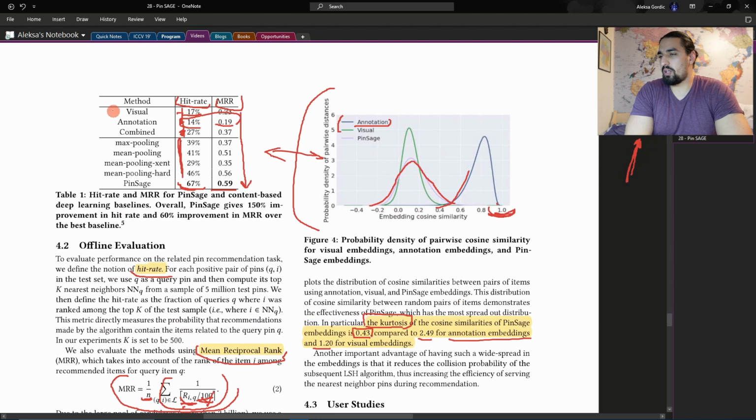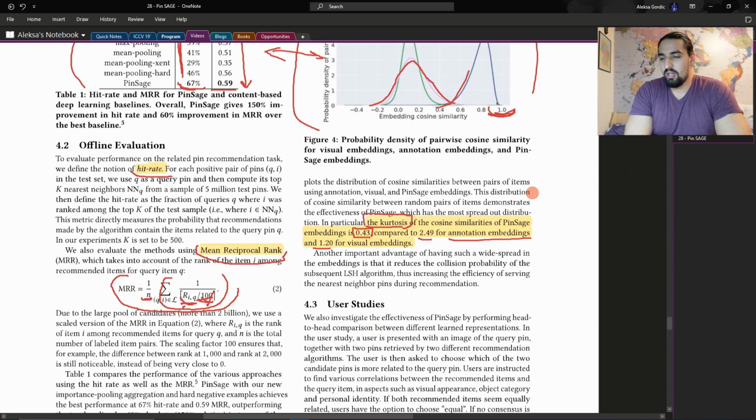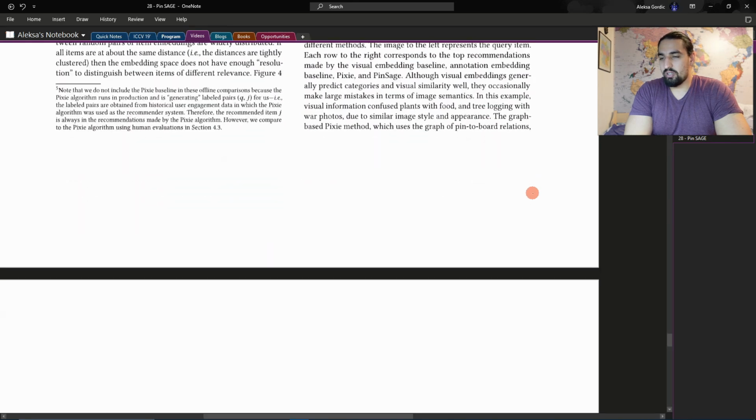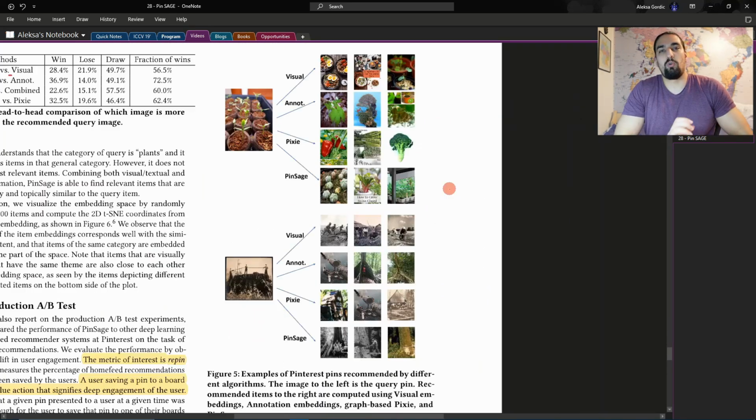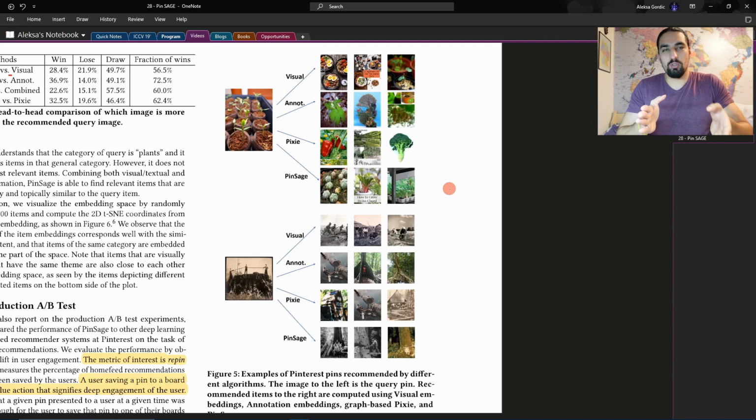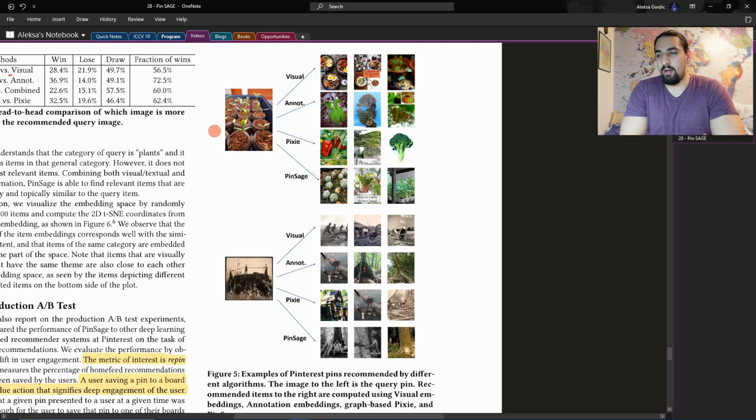So those were the offline metrics and this analysis of the embedding space. Now, for the user studies, they basically formed a group of people and gave them a side-by-side comparison of different baselines: PinSage and the visual baseline, PinSage and the annotation baseline, PinSage and Pixie. They asked them which one is more relevant to the query pin.